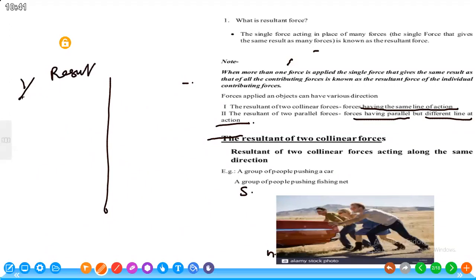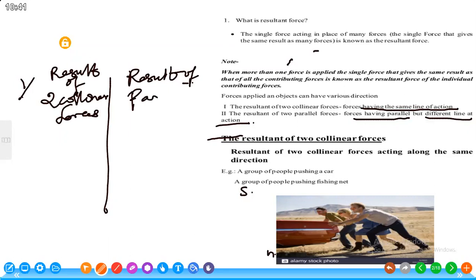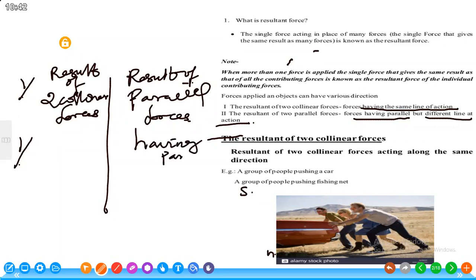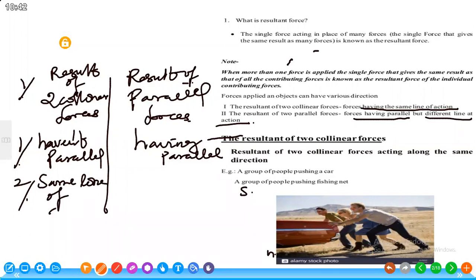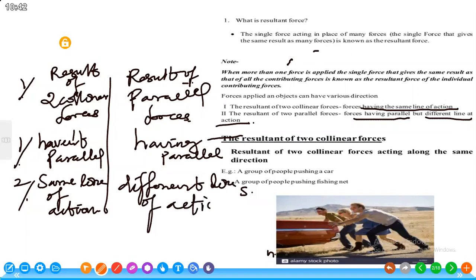Result of two collinear forces, result of parallel forces. The first main difference: having parallel, not having parallel. Note it, students, it's important. Collinear forces are not parallel here. And the second difference: same line of action, having the same line of action, versus a different line of action. Here, students, this is the main difference between the result of two collinear forces and the result of two parallel forces.